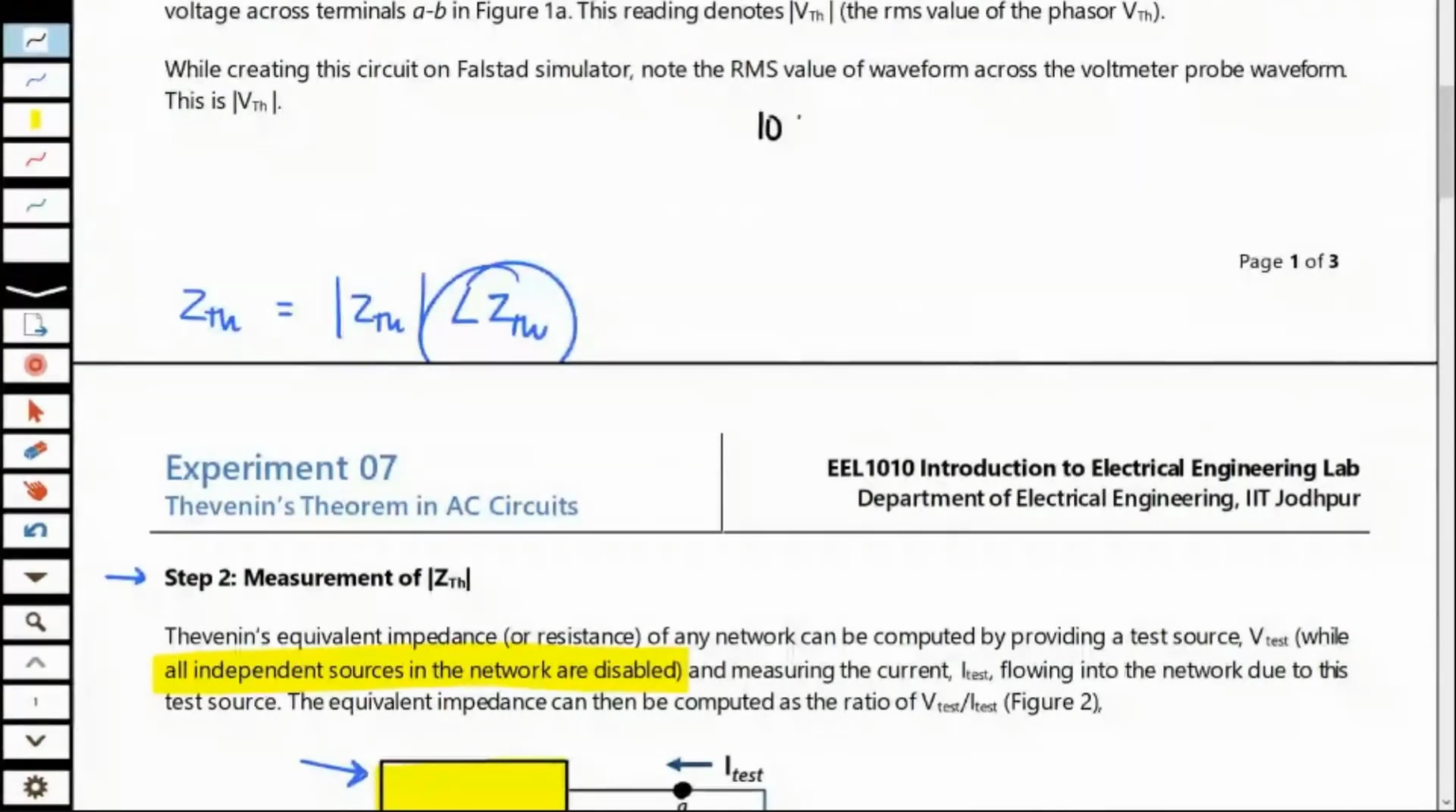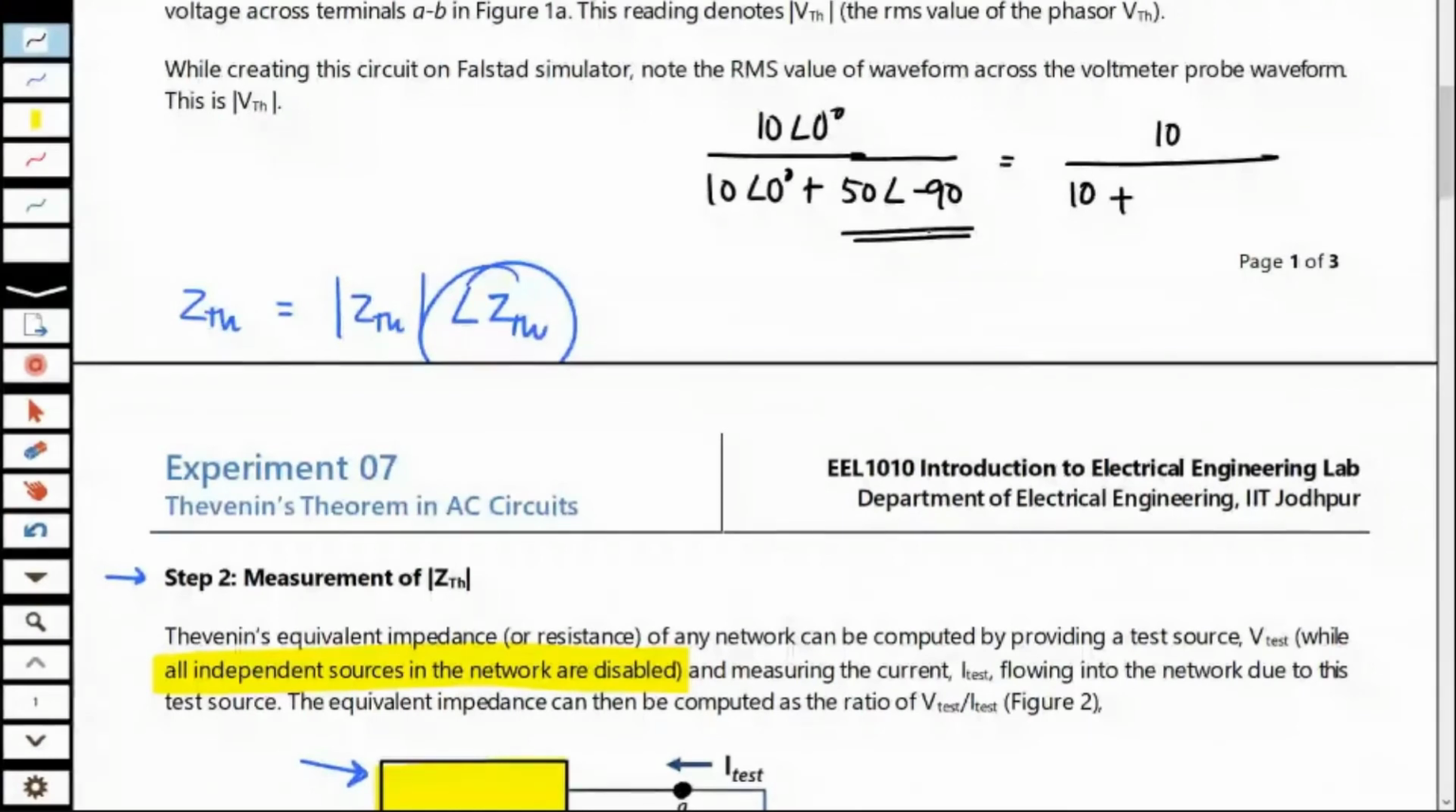For example, 10 angle 0 upon 10 angle 0 plus 50 angle minus 90. How will you solve this? This is just 10 plus 0j, plus 50 angle minus 90. How can we write this? So would this be minus j50? Right? So cos 90 is 0, and cos minus 90 is 0, and sin minus 90 is minus 1. That is how it became 50 into minus 1j, minus 50j.